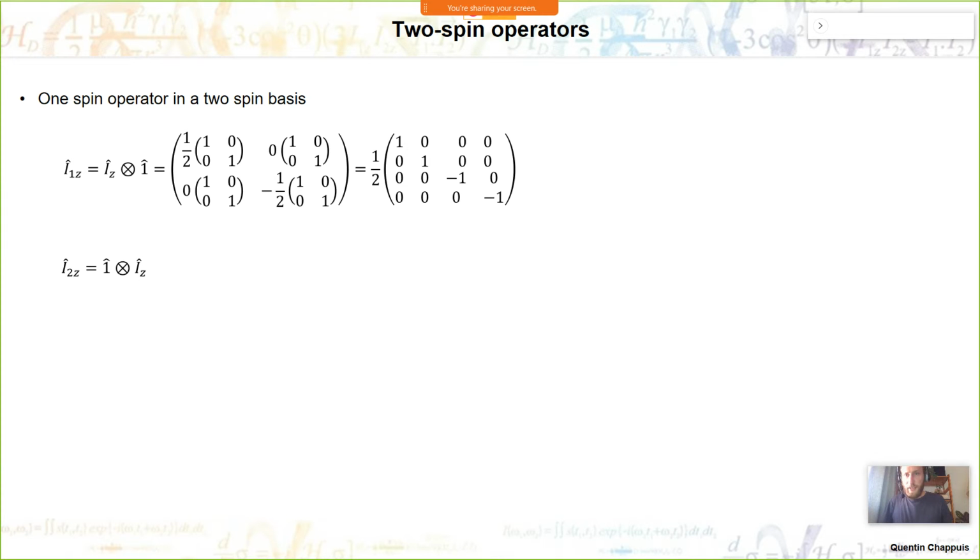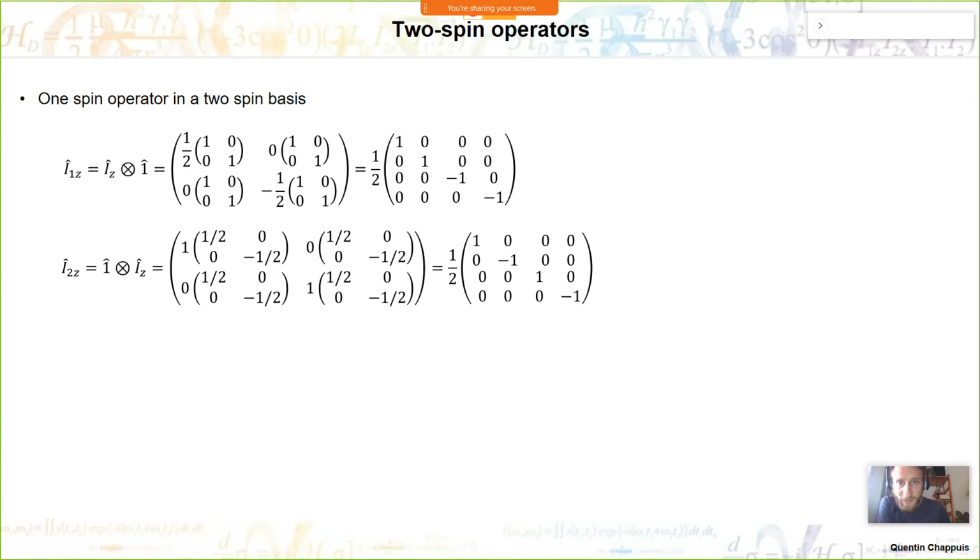I1Z is the outer product of IZ with the unity operator, and I2Z is the outer product of the unity operator and IZ. What does it mean? It means that I1Z is operator IZ operating only on spin 1. So an operator that doesn't do anything on spin 1 is precisely the unity operator. So you have the unity where you don't want to act on the spin, and you have IZ where you want to act. If you write it in full, this is what you get for I1Z and for I2Z.